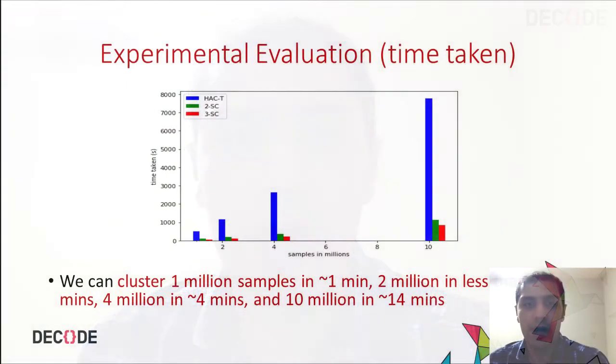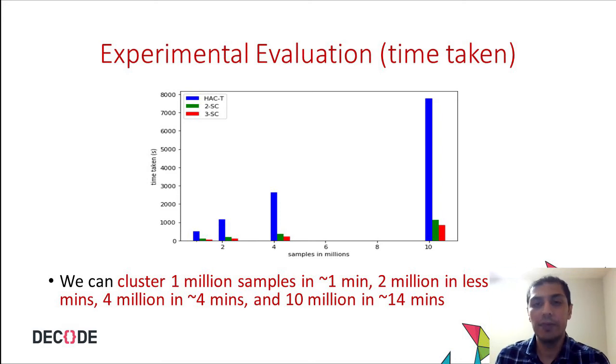In the graph that you should see, there is time taken on the y-axis and samples in millions on the x-axis. I've done an evaluation from 1 million up to 10 million, and you see a blue bar, then green, and then red. HAC is represented by the blue bar. As you can see, the compute time is considerably less for 2-stage and then even less for 3-stage.